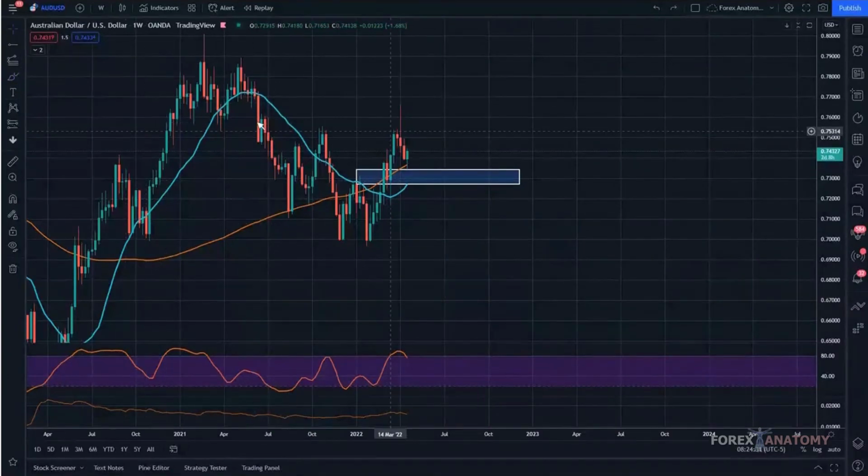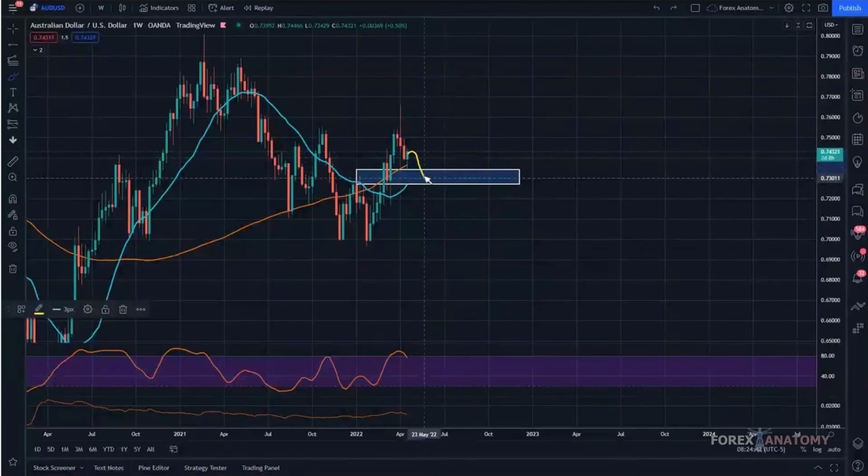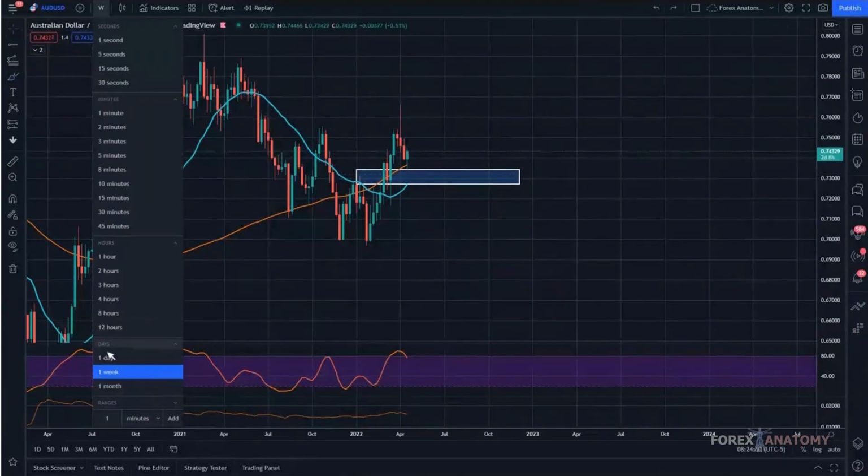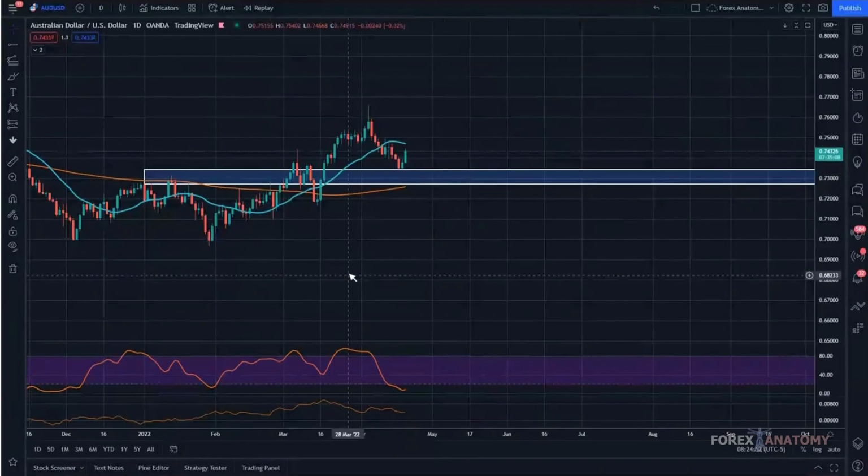So we see that. But if we drop down to a smaller time frame, we may get more clarity on what's going on. Because for all we know, price could end up pushing a little bit deeper, just to get deeper into the zone before we see a push to the upside. But let's see what's going on on the daily time frame. We drop down to the daily.